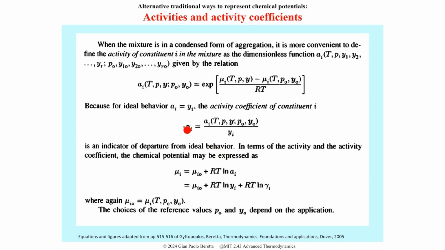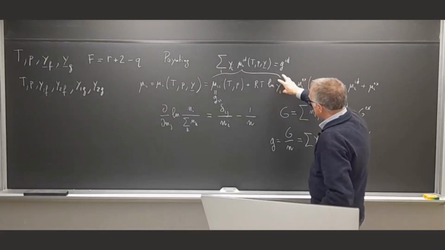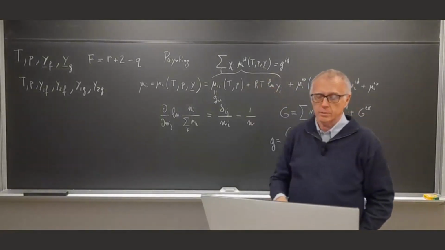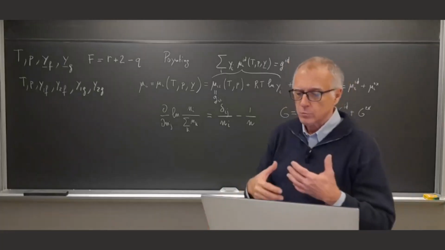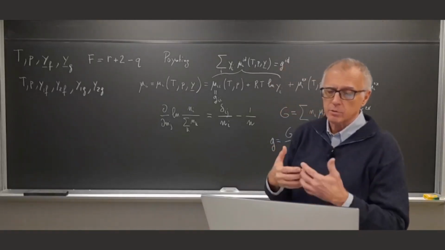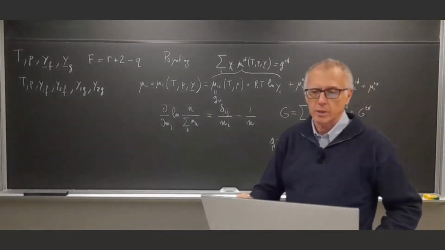And you can also define the activity coefficient, which is the ratio of the activity to the mole fraction. So that here you have the logarithm of y, which represents the ideal part of the contribution, and the non-ideal or the excess is sort of all contained in this activity coefficient. So it's just changing names, defining variables, but the substance of the matter is what we've done.